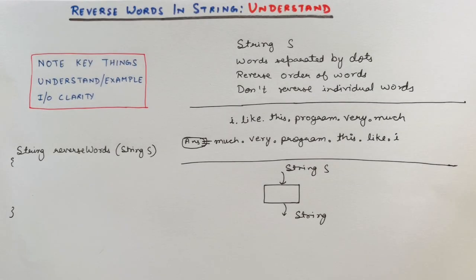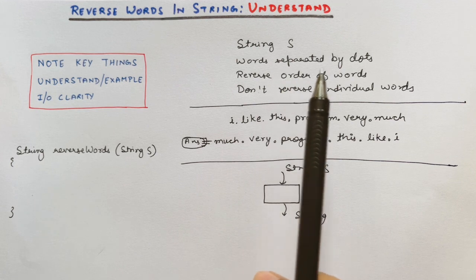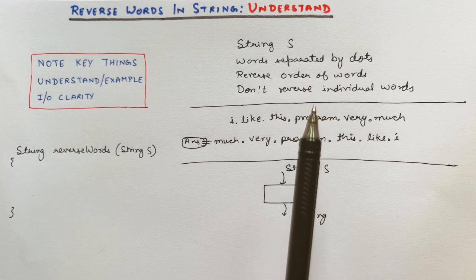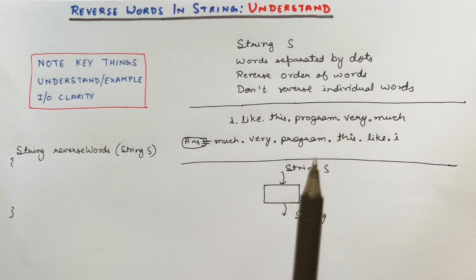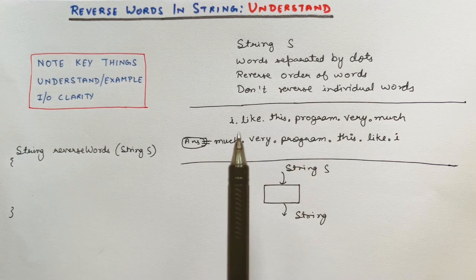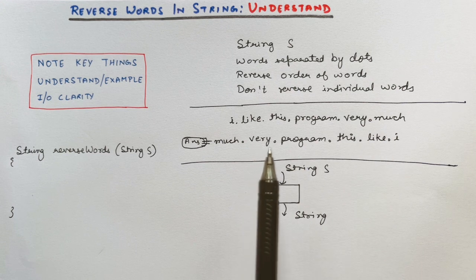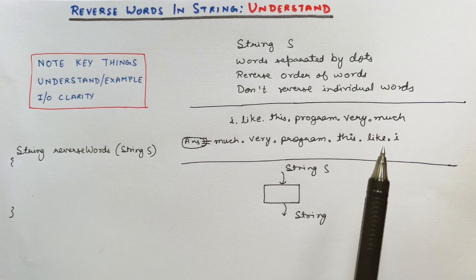Let's start. To begin with, let's first note the key things down given in the question. We are given a string S. The words in the string are separated by dots. We have to reverse the order of the words, but we don't have to reverse the individual words. So if we consider this string as example input, our final output will look something like this.